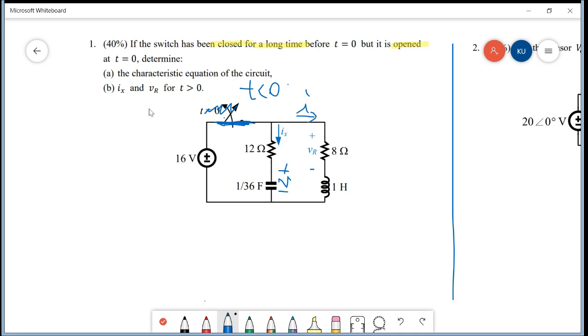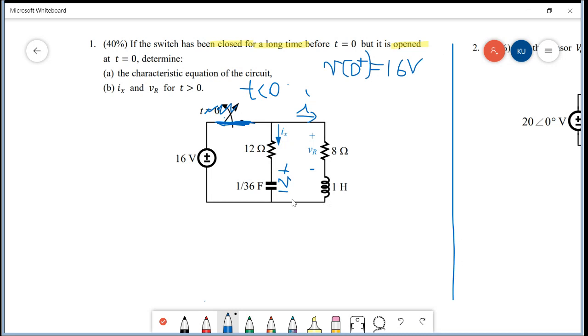So actually, for steady state, the current for this part will be 0, which means Ix will be 0, and thus this is 16 volts. So this one is also 16 volt, and as the voltage for a capacitor should always be continuous, V0 plus will be 16 volt. And in this case, we can also calculate the current.